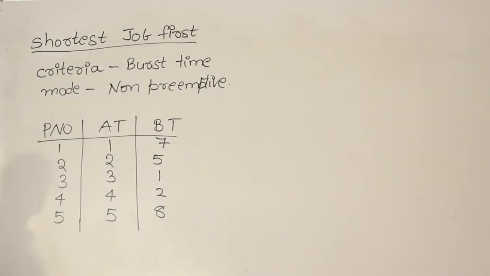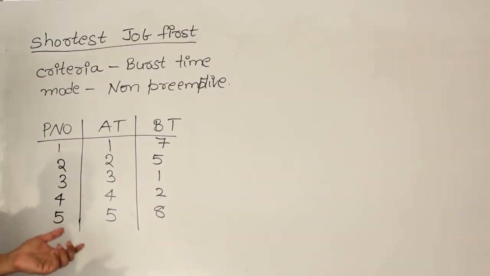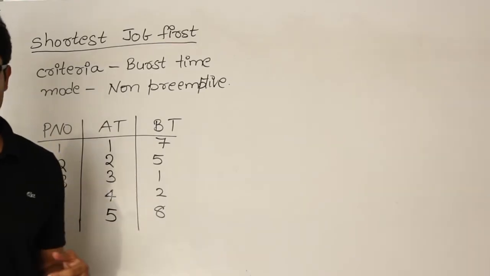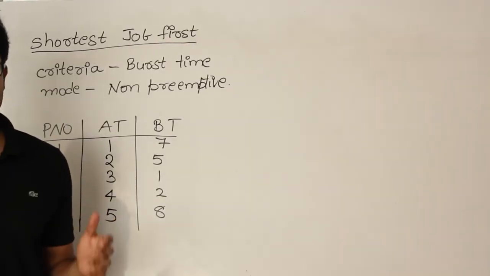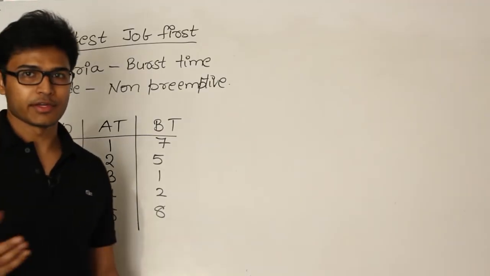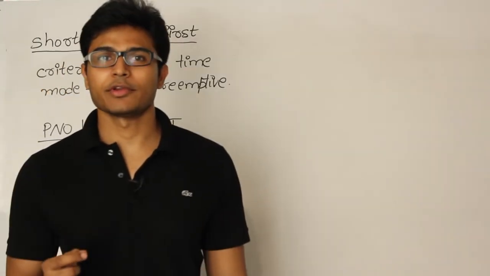Now let's see shortest job first. The name itself says that whichever has the least burst time, we are going to schedule it first. That is why it is shortest job first, and it has two variations. One is preemptive and the other one is non-preemptive.